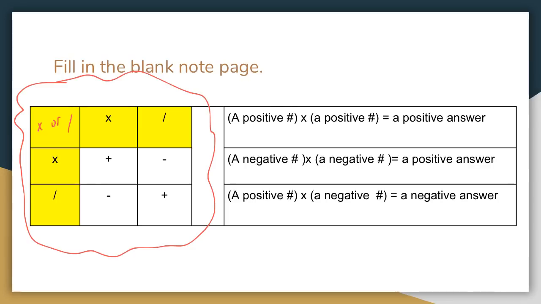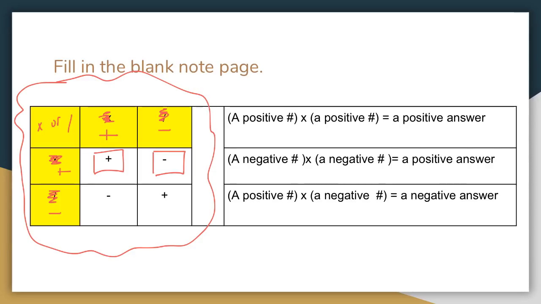Let me cross this off so it matches what you have on your page for your notebook. This should be a plus. This should be a minus. This should be a plus. And this should be a minus. All right, so this box right here. If you have a positive times a positive, you're going to get a positive answer. Here, either multiplication or division, if you have a positive and a negative, you're going to have a negative answer.